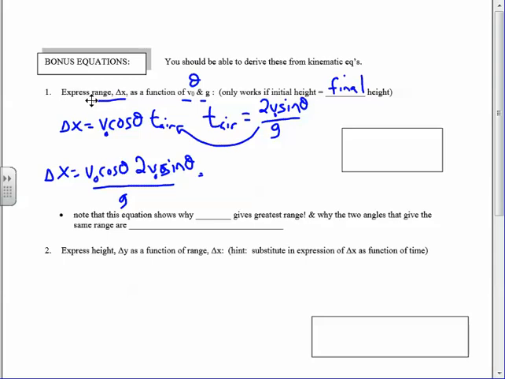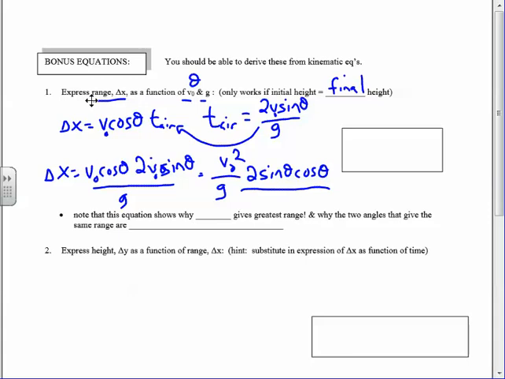So the V naught times V naught right here and here gives us V naught squared. I've got the g in the denominator, so I'm going to leave that there, and then I'm going to write it as 2 sine theta cos theta. You might wonder, why did I put the 2 in front of the sine theta cosine theta? It doesn't matter where I put it, it's the commutative law. Because that lets me recognize a trig identity.